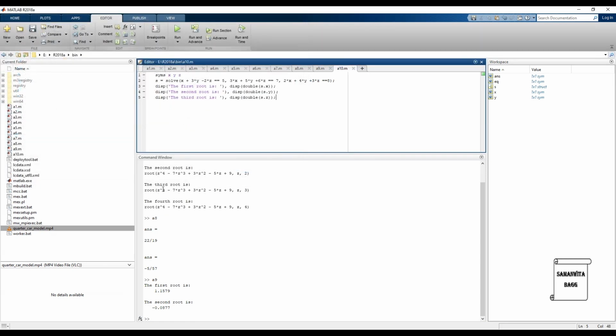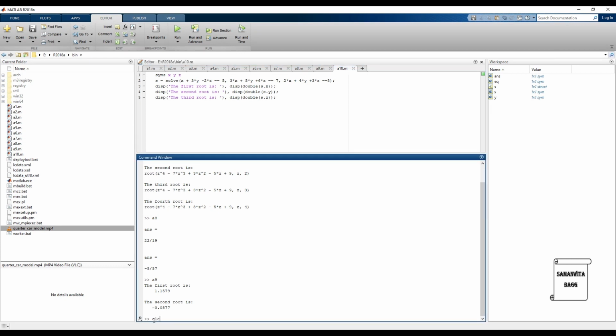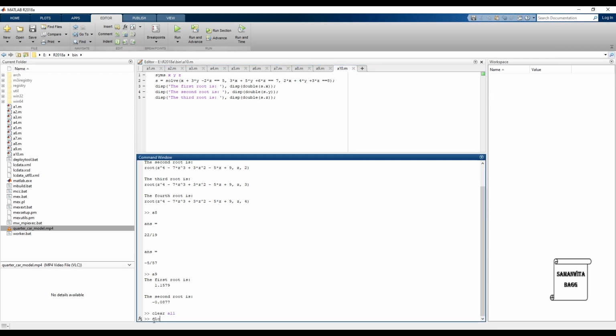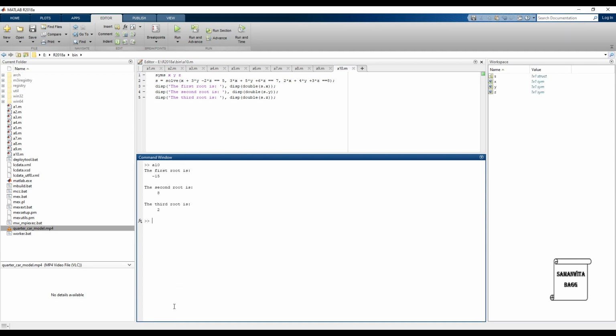I save this as A10. So the three roots are minus 15, 8 and 2. Now since there is no decimal value, hence it is just giving you the whole numbers.